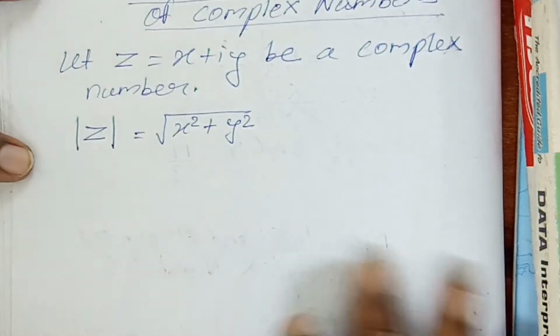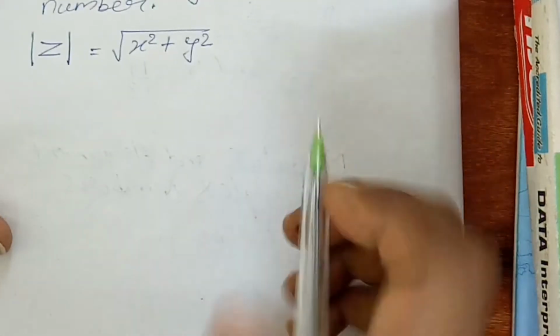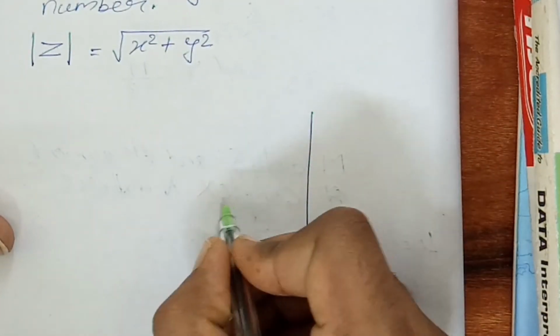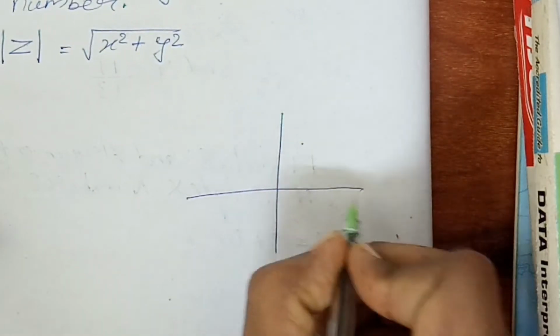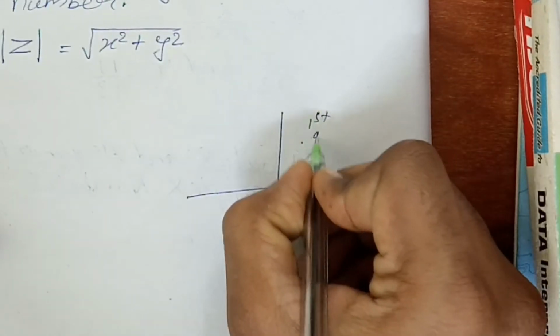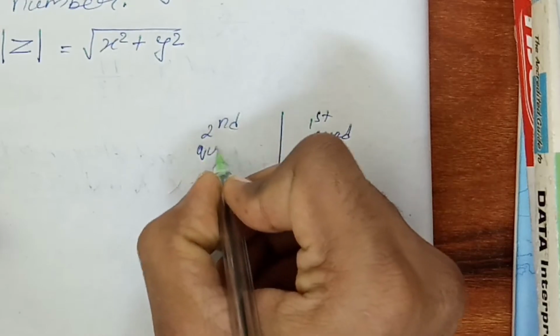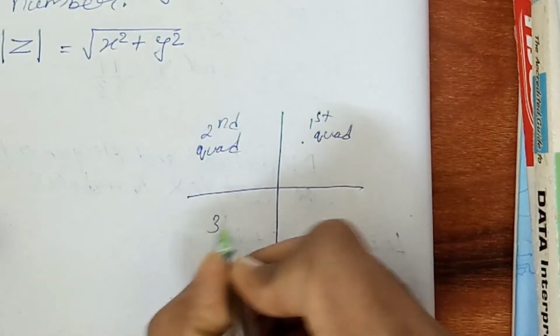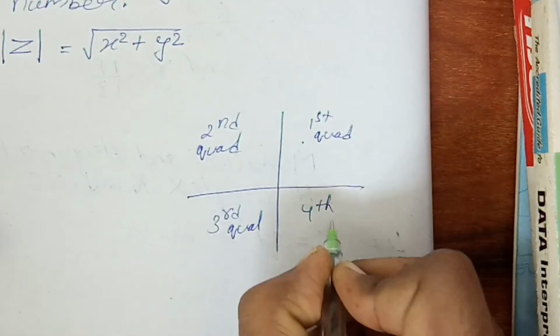For finding the argument there are some properties. So let us draw the quadrants. This is the first quadrant, this is the second quadrant, this is the third quadrant, and this is the fourth quadrant.